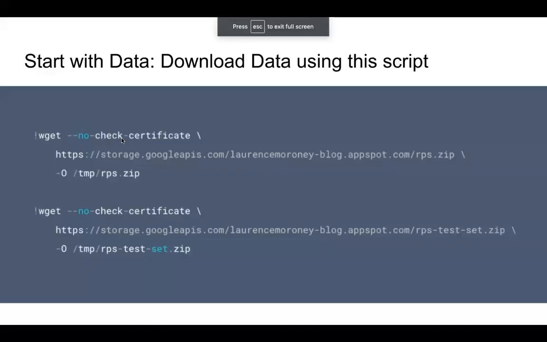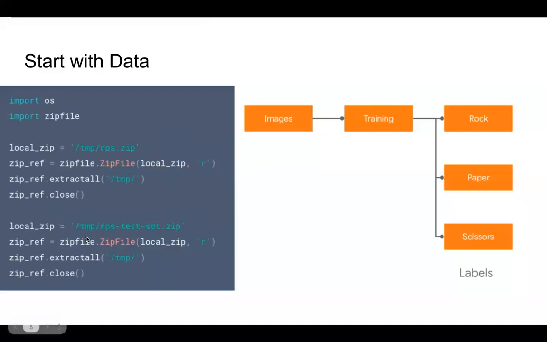So we're gonna download the train dataset and the test dataset using this script. And then we're gonna unzip the downloaded files using the zipfile library, and we're gonna store this in the temporary directory, like so. So we unzip the first file that we downloaded and the second file. The first file is just RPS, and this is the test data set.